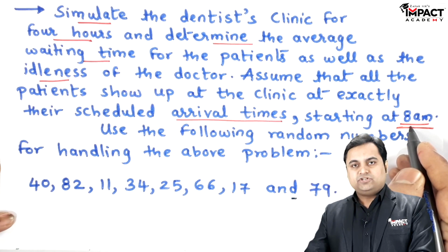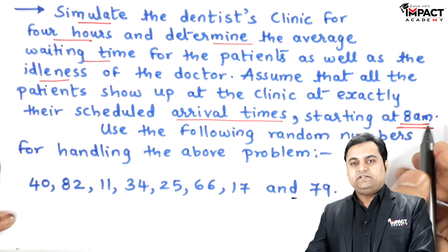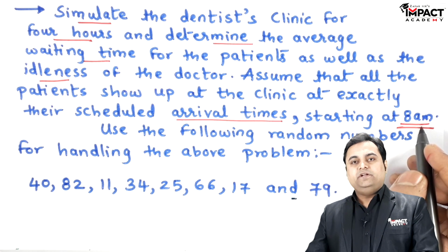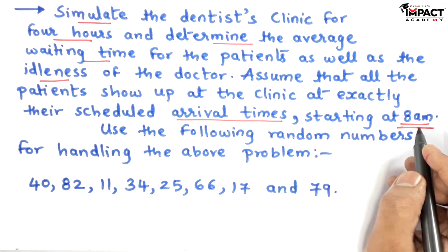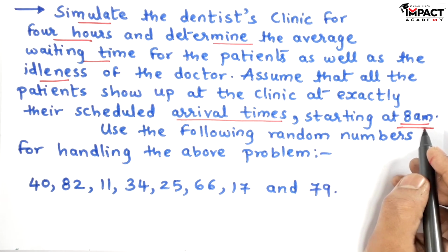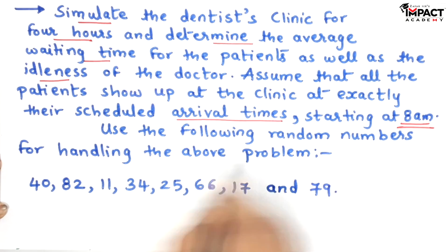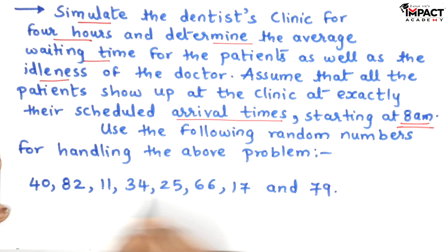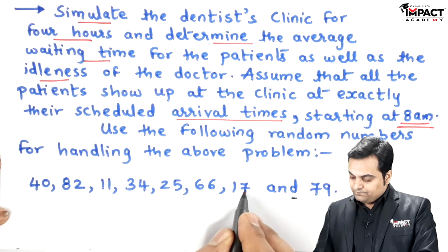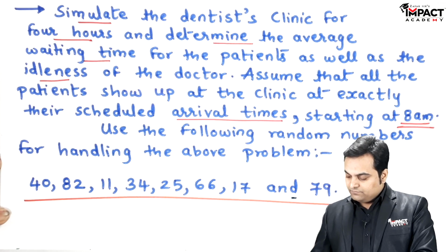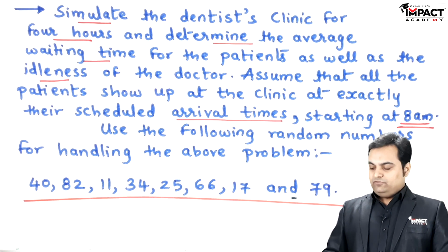So the first patient would enter the clinic at 8 a.m. The next one would enter after 30 minutes, that is 8:30 a.m. Next at 9 a.m., and so on up to 4 hours. Use the following random numbers for handling the above problem, and the random numbers are given. We can check, there are 8 random numbers given. So we have to simulate this problem.